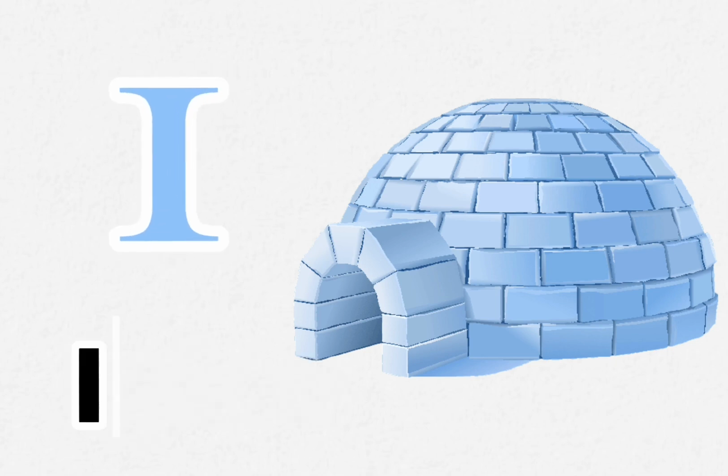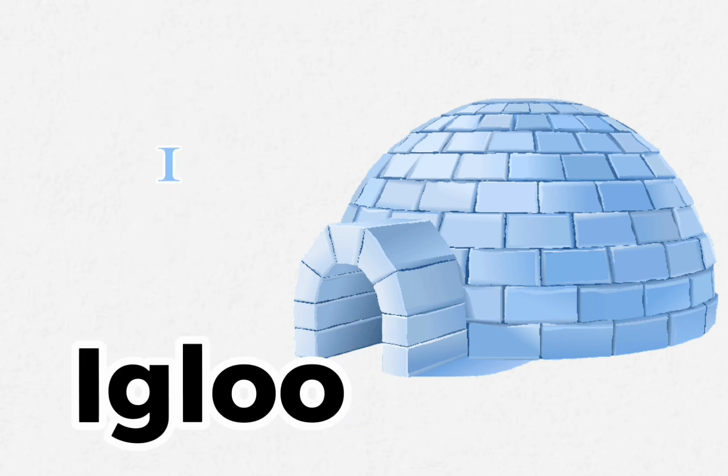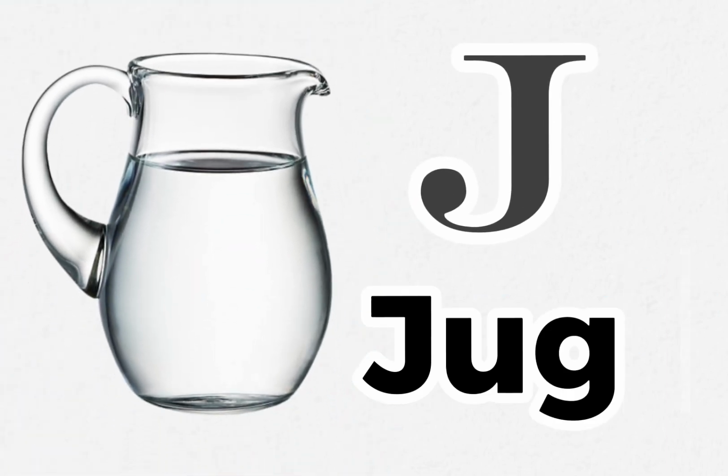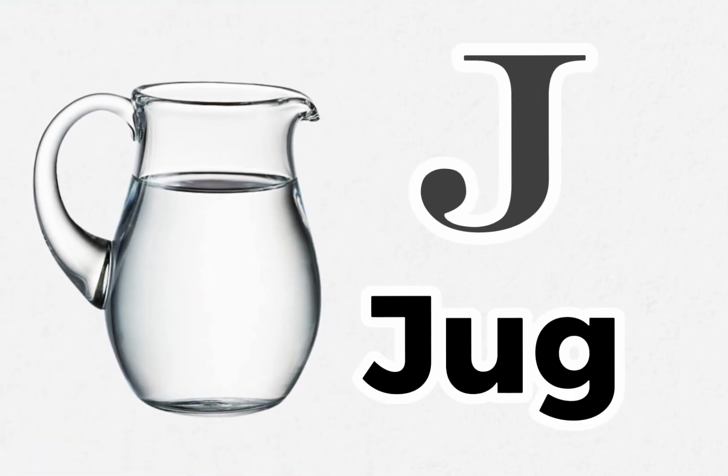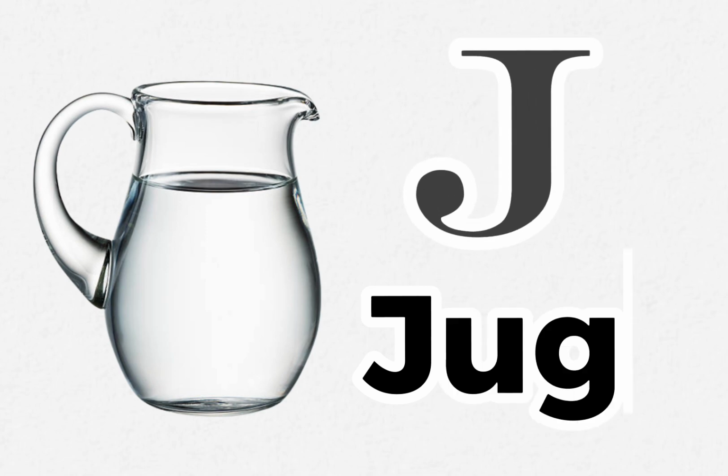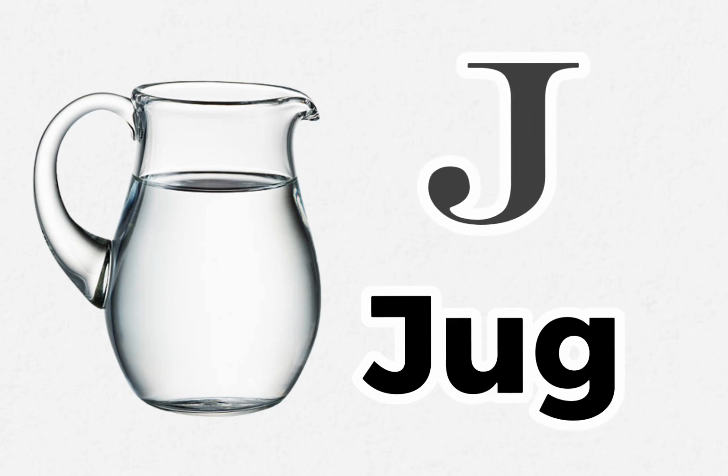igloo. I for igloo. I, I, igloo. J for jug. J is for jug. J, j, jug.